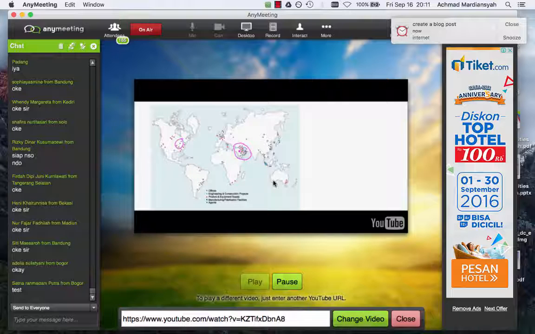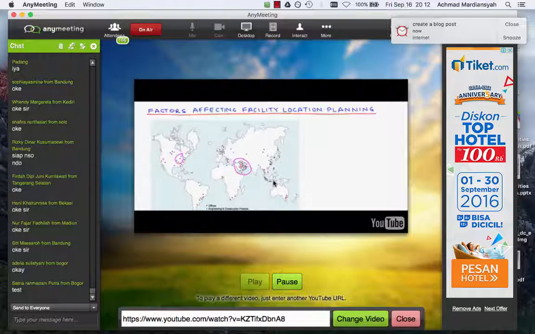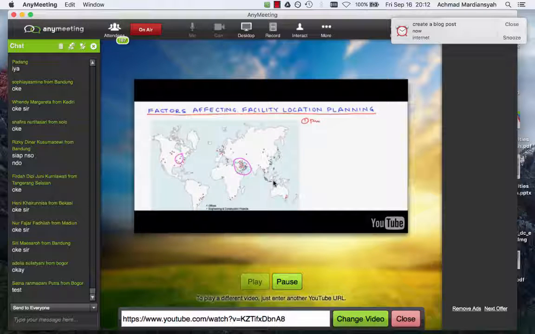So how does the company decide where to locate its facilities? Let us look at the factors which affect the facility location decisions. The first factor is the proximity to customers or markets.